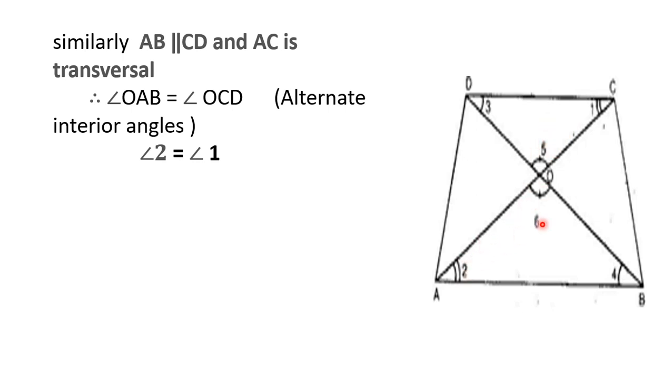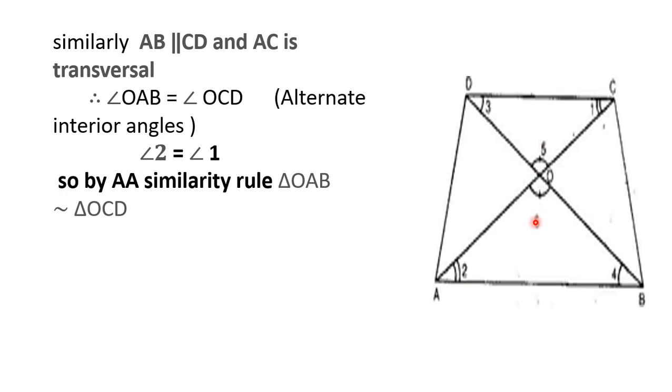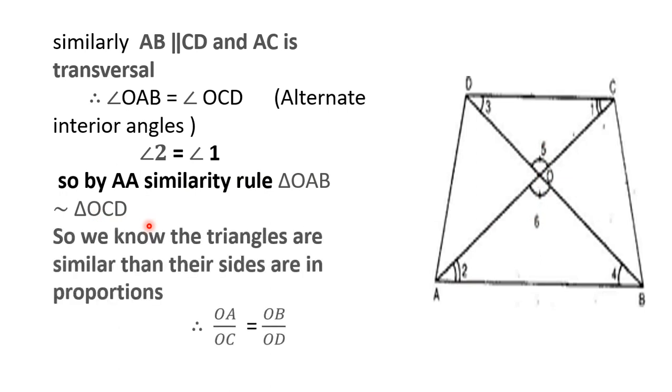Now here in these two triangles OCD and OAB, we have two angles equal. So we can write by AA similarity criteria, triangle OAB is similar to triangle OCD. So we know that if the triangles are similar, then their sides are in proportion. So we can write OA upon OC is equal to OB upon OD. So it's proved.